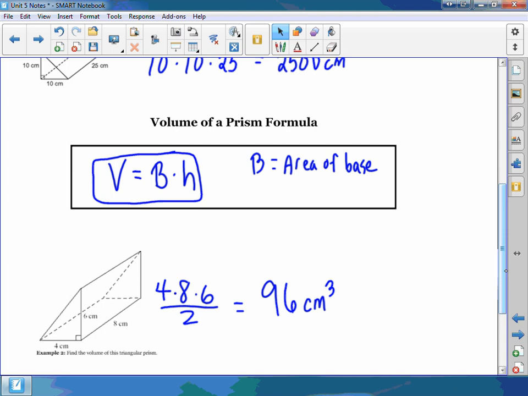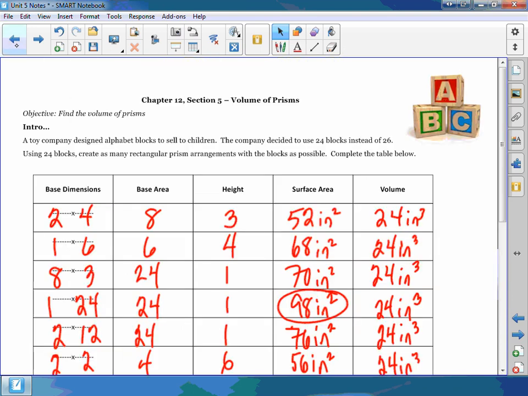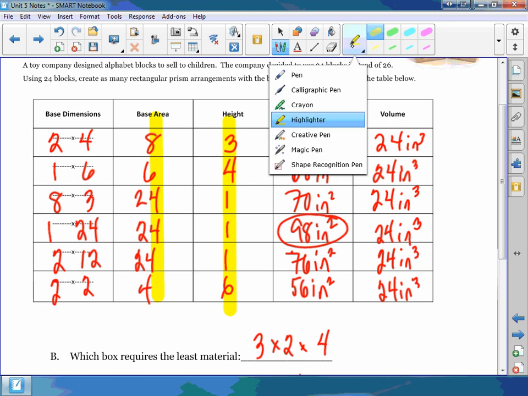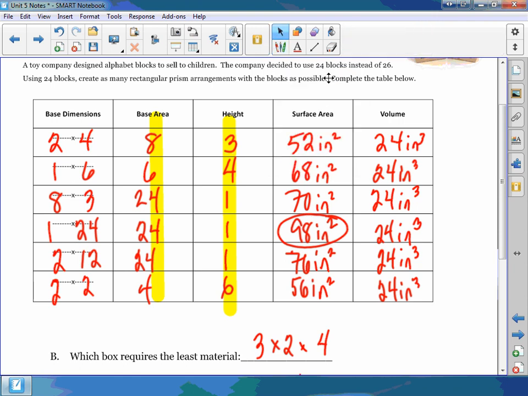Area of the base. Now the area of the base, guys, is just the amount of blocks that will fit on a layer. Isn't that what we just did? If you made this table, look at these two columns, I'll highlight them for you. Base area, height. If I multiply these two columns in every single one of them, I get the volume of 24. That's not a coincidence. I could have done that with any prism, as long as you're getting the area of the base and multiplying it by the height.